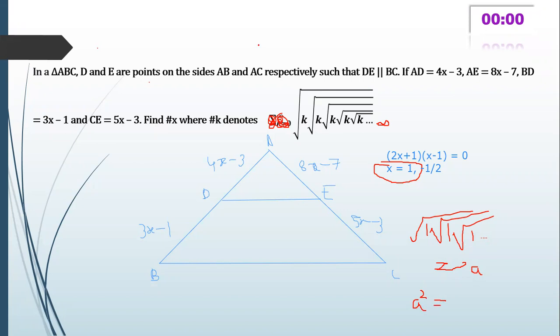Can anyone tell me the value of A square? Jarat, we are doing the value of this expression. No problem. A square is equal to A, and this is possible if and only if A is equal to 1 or A is equal to 0. Now here the only possibility is 1. So A is equal to 1.